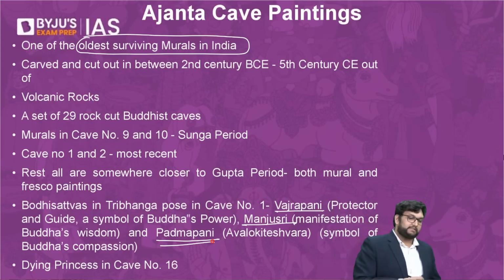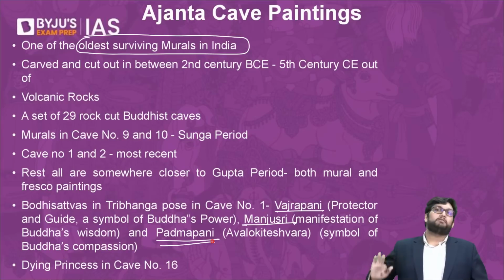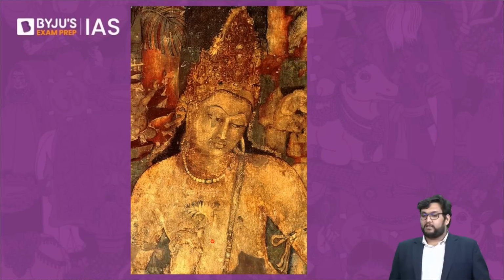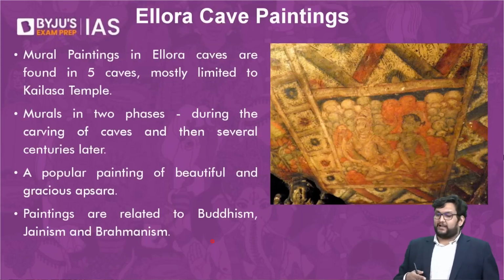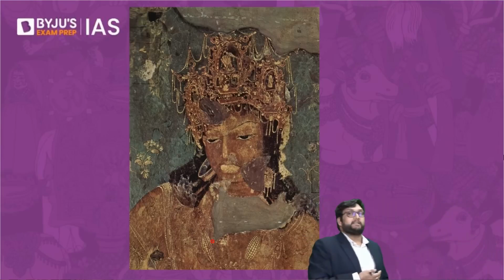The dying princess is another very interesting image. You have the lying Buddha also represented. But what we have to understand properly are these three. This is a Jataka image. If you've ever seen Upinder Singh's book, it is on the front cover. This is Bodhisattva Padmapani or Avalokeshwar. And thereafter, you have Vajrapani represented here.